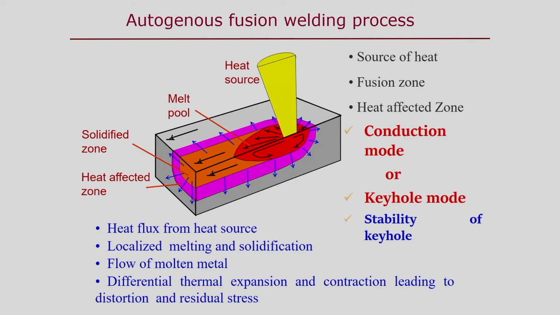Now, how it happens in these cases, we can look into this aspect: the heat flux from the heat source, that is, how heat flux has to be considered from the particular heat source. Then localized melting and subsequent solidification also happen. Flow of molten material is also associated within the small whirlpool. At the same time, differential thermal expansion and contraction induce some amount of distortion and residual stress in a welded structure. So we can analyze these things on different fronts.